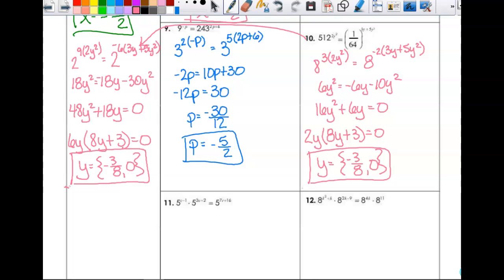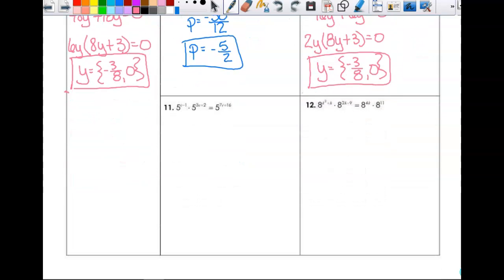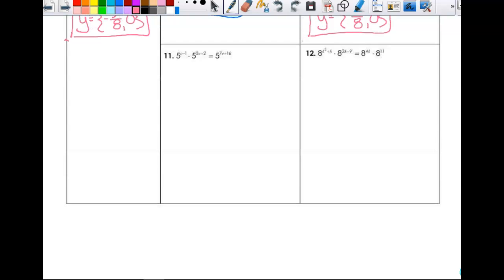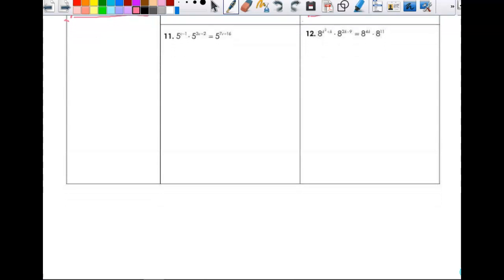All right, let's look at what happens on something like number 11. All right, so I have common bases, but I got 2 of them on one side, right? And I can only have 1 5 on each side here. So I need to actually combine them. So when I combine these, I'm multiplying 2 things with the same bases. I want you to think about what you actually do with your exponents.